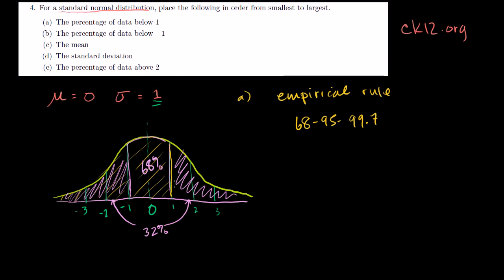Now, this is symmetrical. These two things are the exact same. So if they add up to 32, this right here is 16%, and this right here is 16%. Now, in the question, they want us to know the area of everything less than 1, the percentage of data below 1. So everything to the left of this point. So it's the 68%, which is this middle area within 1 standard deviation, plus this left tail right there. So 68 plus 16%, which is equal to 84%. So this part A is 84%.